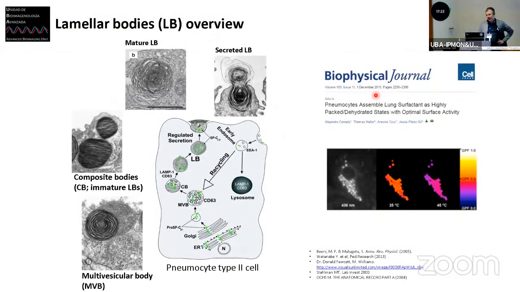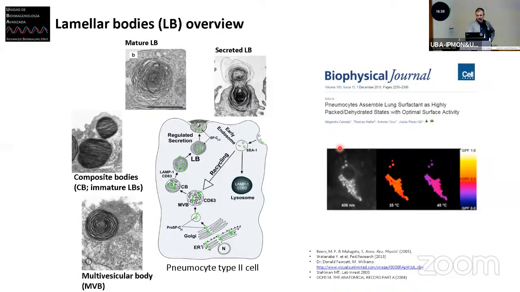And the next example is also part of an early-day work that I did with the lamellar bodies, which is the organelle to store the pulmonary surfactant in the lung, in the pneumocyte type 2. It has a very complicated path of maturation from the Golgi apparatus to the release in the epithelial lining fluid. This organelle, called the lamellar body, has previous stages like the multivesicular bodies, composite bodies, mature lamellar bodies, and then the secreted version of the lamellar bodies.